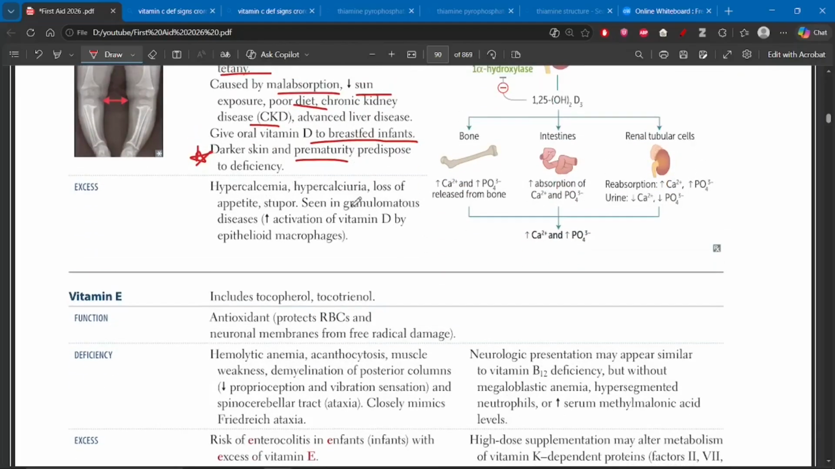Excess can lead to hypercalcemia, hypercalciuria, loss of appetite, stupor, etc. It is mostly seen in granulomatous diseases due to activation of vitamin D by macrophages. So this would be your sarcoidosis, you should remember. And this is the most toxic vitamin.